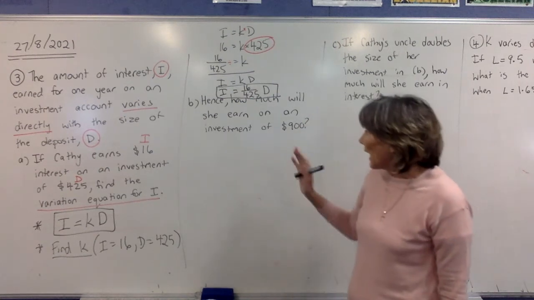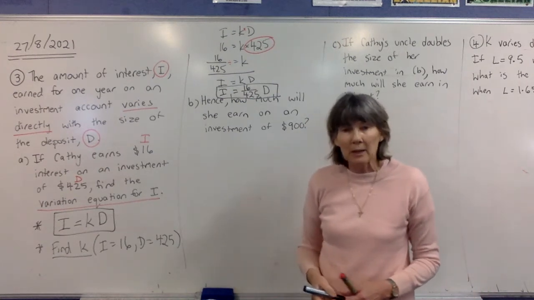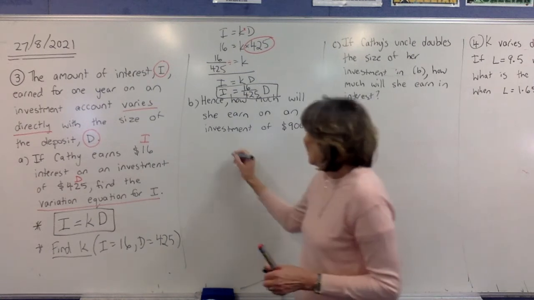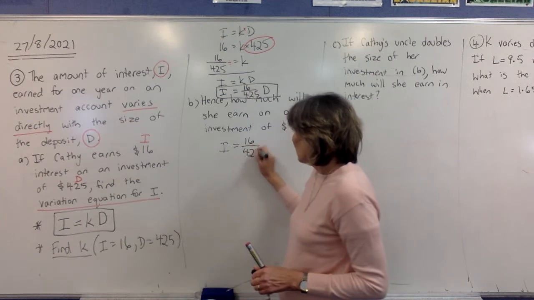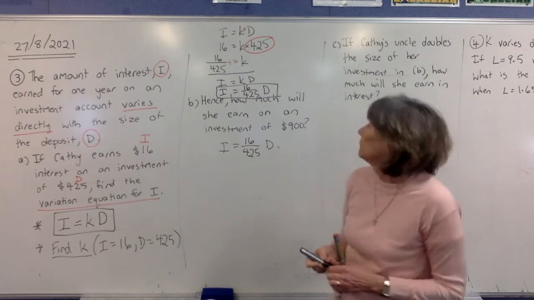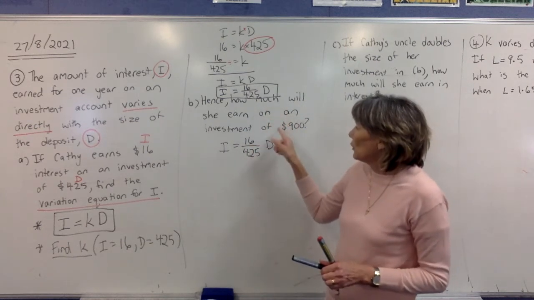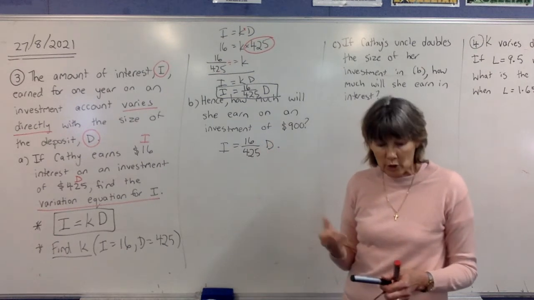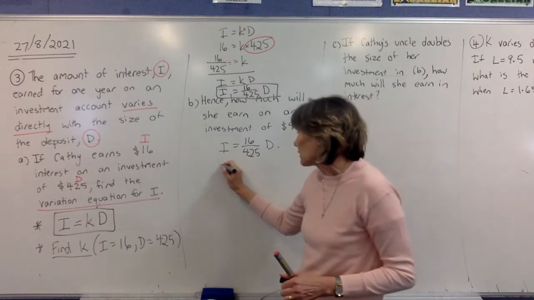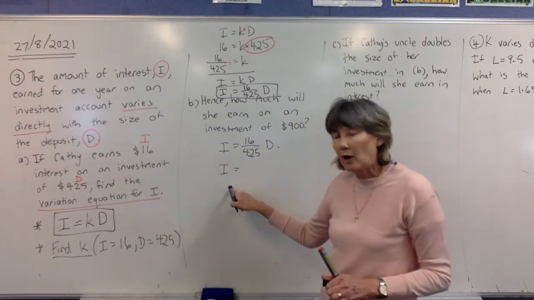Part B now says hence. Hence means use what you just found. Okay, well I'm going to write down what I just found. That's what I just found. And it says, how much will she earn on an investment of $900? How much will she earn? In other words, how much interest? So that's what we're trying to find.